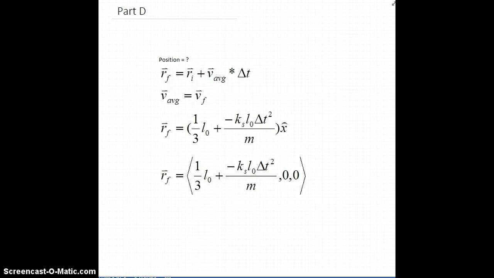For part D, we must use our answer that we calculated in the previous section to find the new position of the block. Use the kinematic equation, final position equals initial position plus average velocity multiplied by time. We can assume that average velocity is equal to the final velocity we calculated in part C. After plugging in the appropriate values, we find that the final position equals 1/2 L0 x hat plus negative Ks L0 delta t over m x hat times delta t, which when simplified makes final position equal to the vector 1/3 L0 minus Ks L0 delta t squared over m, 0, 0.